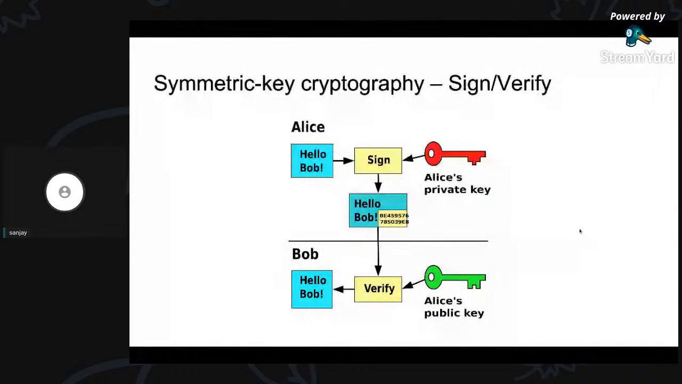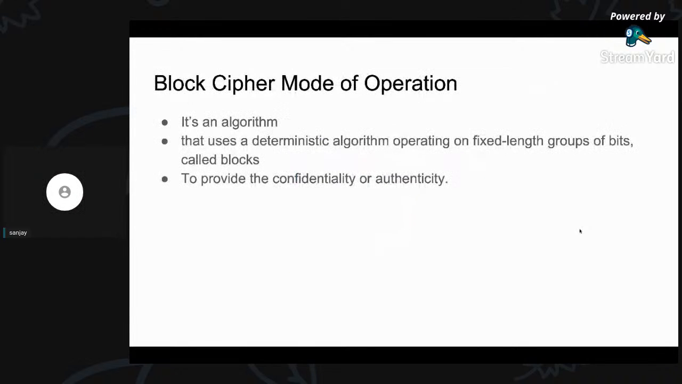Another use case of the symmetric key cryptography is sign and verify, basically the authenticity. It is used in digital signatures on documentation. So if Alice wants to send some document to Bob, she will use her private key to sign the particular document and send it to Bob, right? So anyone can verify whether the particular document is signed by Alice or not using her public key. So these are the common use cases of the symmetric key cryptography, right?